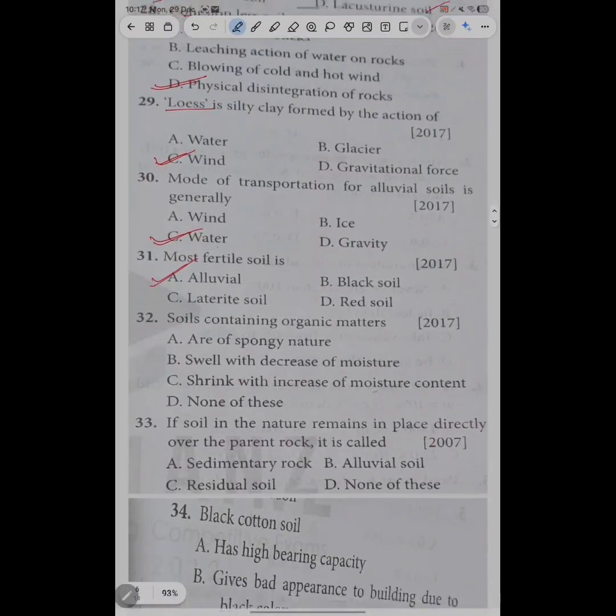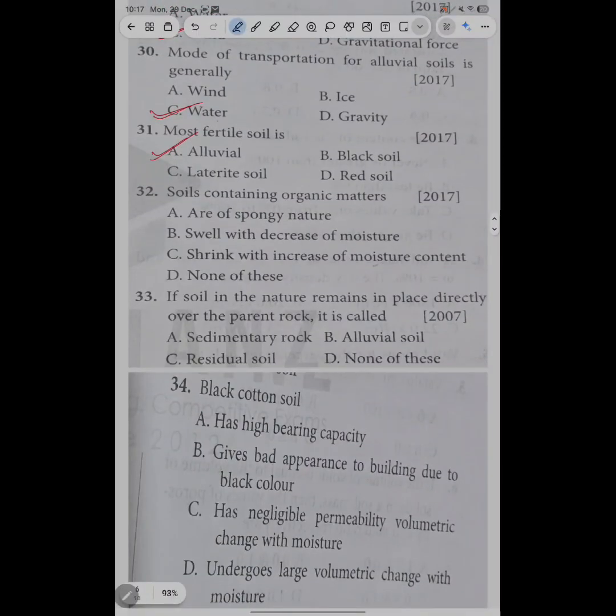Okay, next question. Soils containing organic matter. They are spongy in nature, swell with decrease of moisture, shrink with increase of moisture content. None of these. Soil with organic matter. Here the answer is they are spongy in nature. Soils with high organic matter content have a spongy structure. It is because of the presence of humus and other decomposed material. And this improves the ability to retain water and air.